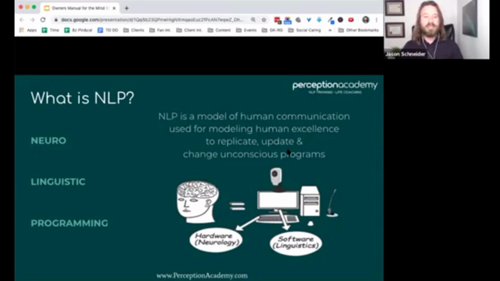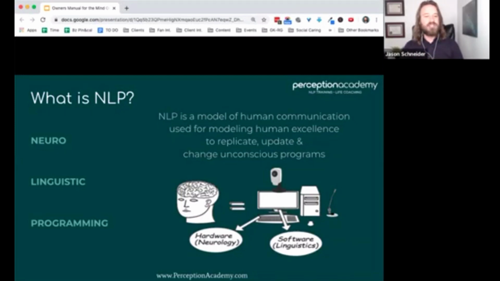So it's a model of communication which is talking about intrapersonal communication, how your mind is communicating with yourself all day long, and also interpersonal communication. So how you are talking and communicating with others, as well as how others are communicating and talking with you. And we use this technology for modeling human excellence.